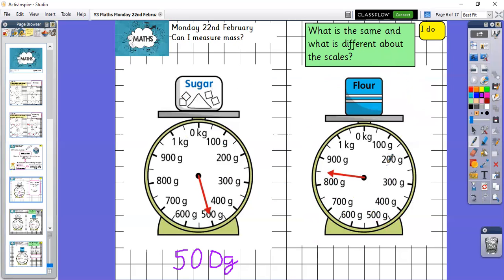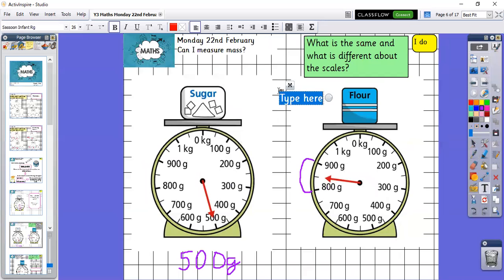So you can see that really the numbers on the scales are in the same places, aren't they? But when we look at where the arrow is pointing this time, it's actually pointing between 900 and 800. It's pointing at this little dash here, okay? Now, these little dashes have a special name as well, and they are called intervals. I'm just going to type that word here as well, just so that it's really, really clear the word that I mean, okay?